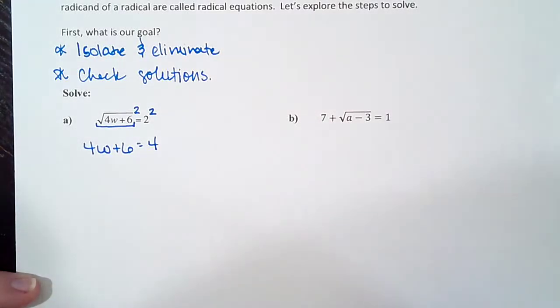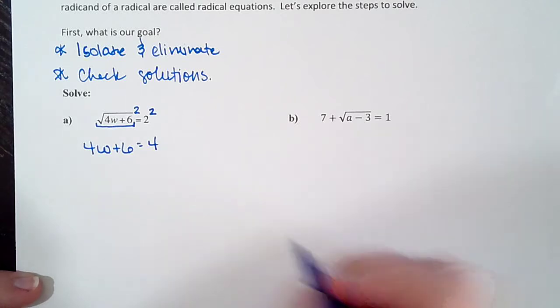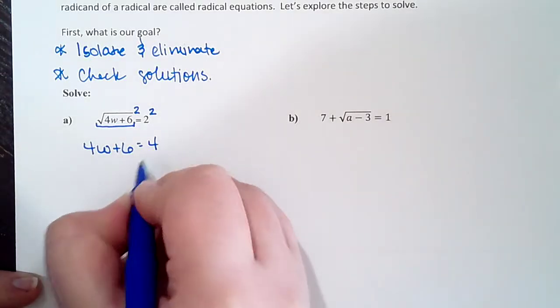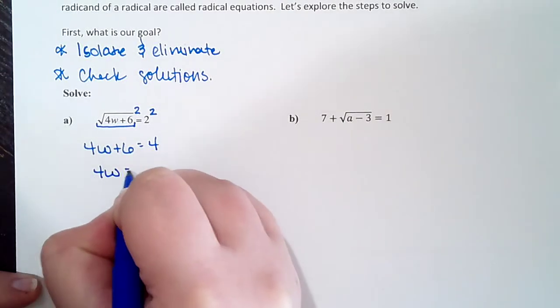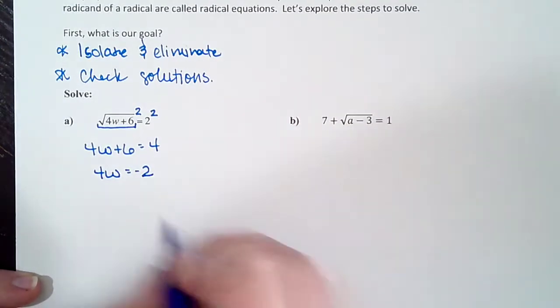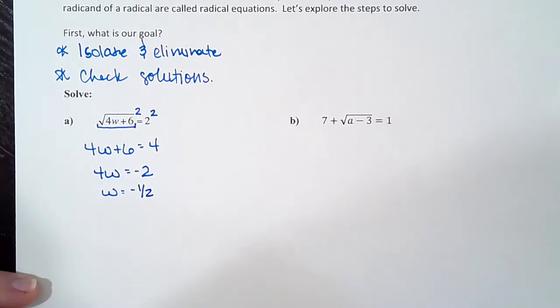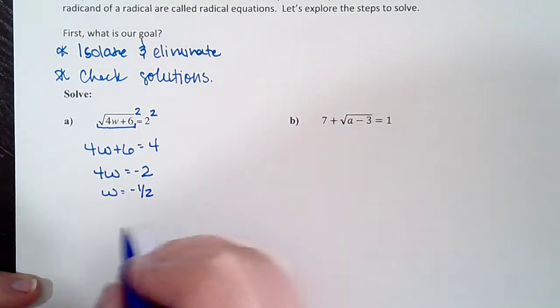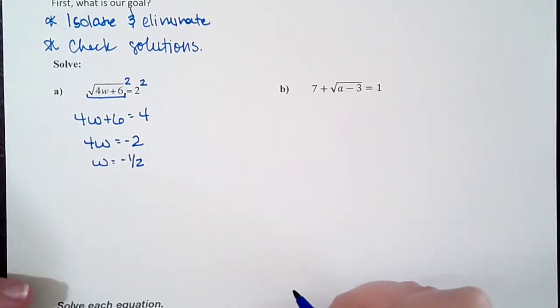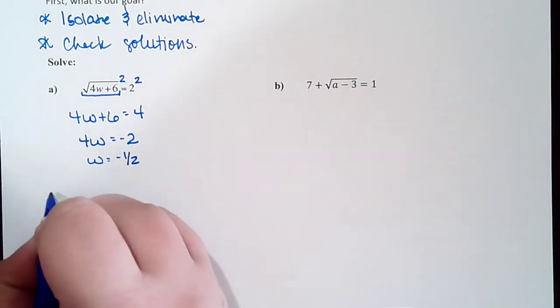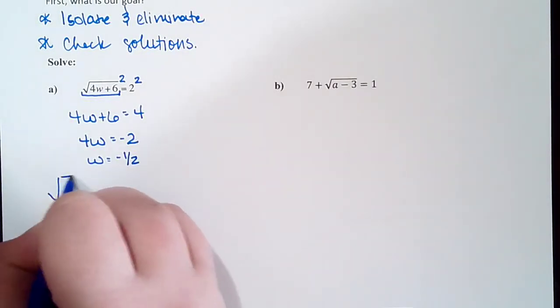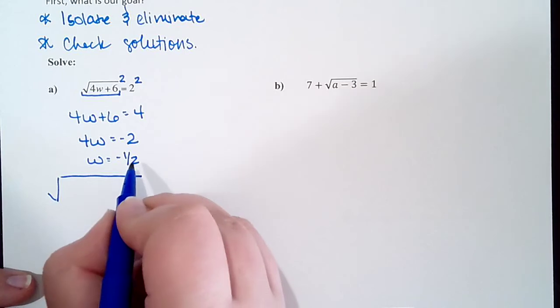From here, it's going to be usually linear simplification. So we're going to minus 6 over. We're going to get 4w equals negative 2. And then w equals negative 1/2. But I also want to check that solution. Remember, go back. That's my second goal. Make sure I didn't make any mistakes along the way. So I'm just going to go ahead and take this number and plug it directly back in.